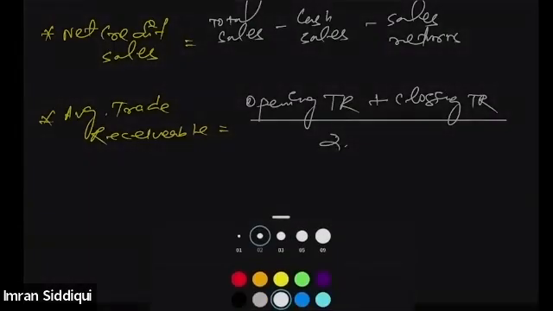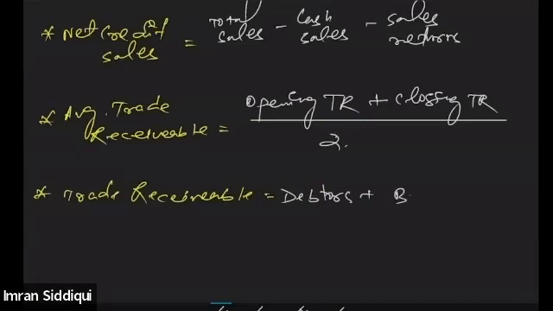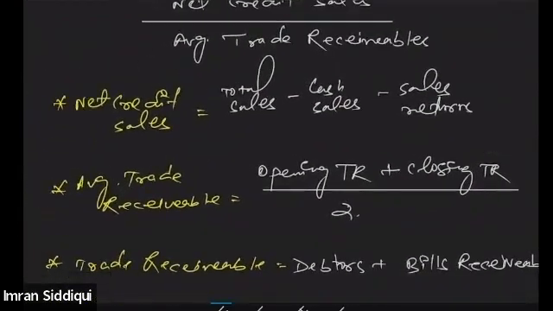And if you are curious what is actually trade receivable, then to determine the value of trade receivable, we add the value of the debtors along with the bills receivable. So debtors along with bills receivable, collectively called the trade receivables. I hope you understand. Alexander, is that clear to you? Yes, sir, understood.